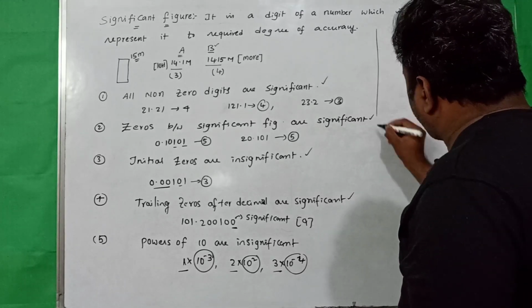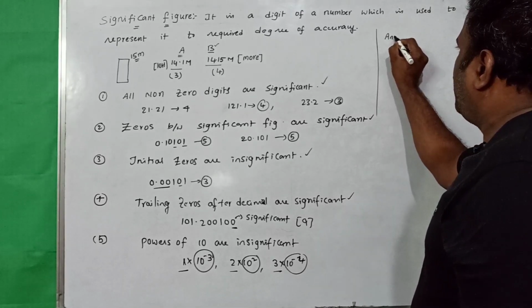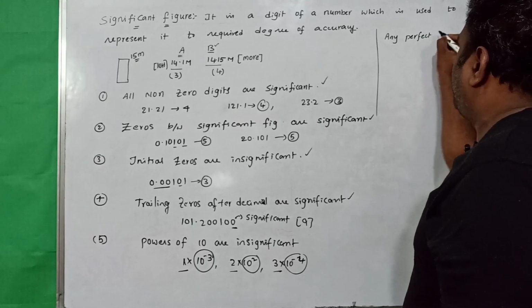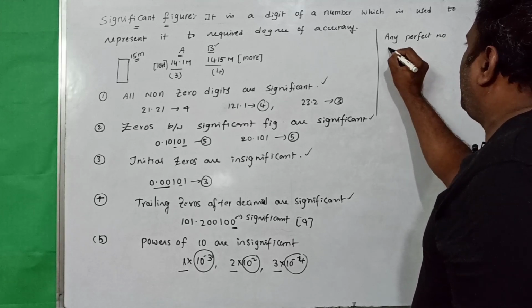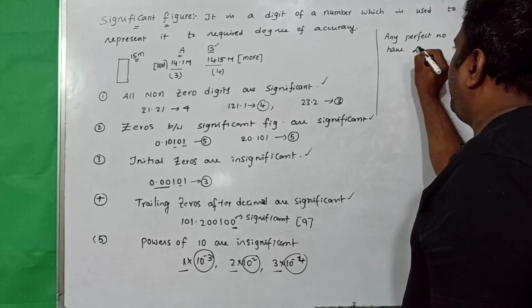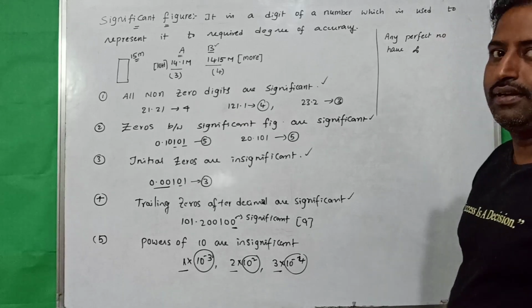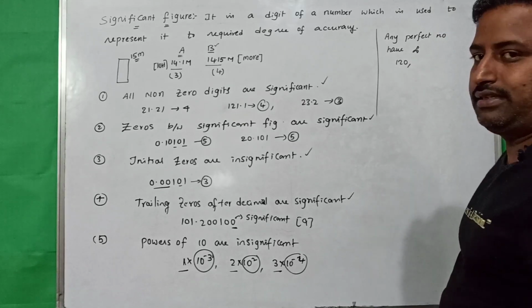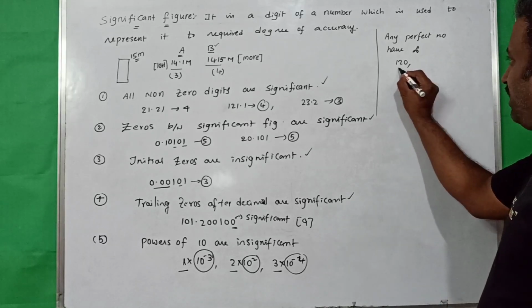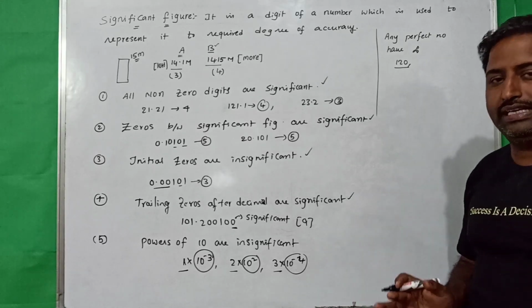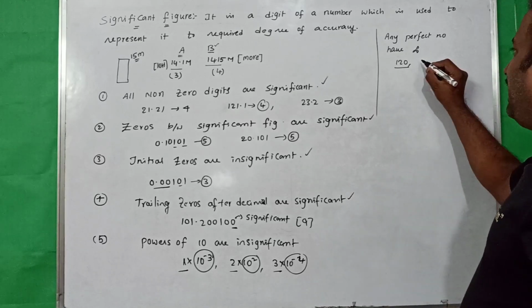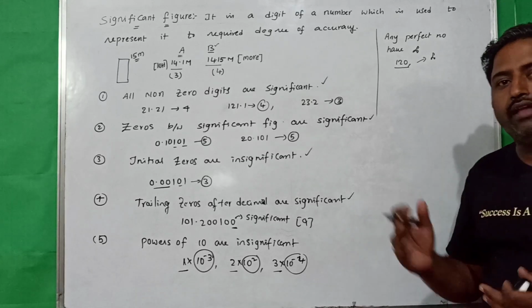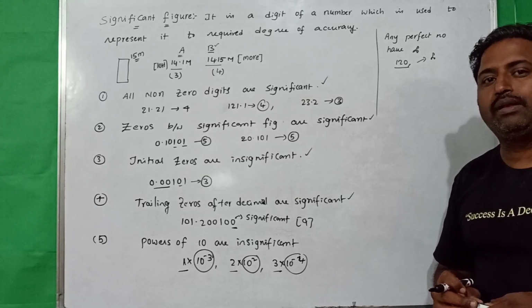Now, any perfect number or whole number has an infinite number of significant figures. If I say there are 120 students in my class, here 120 is a perfect number, an exact number. Then we can say it has an infinite number of significant figures. After the decimal, infinite zeros will be there, so all those will be significant.